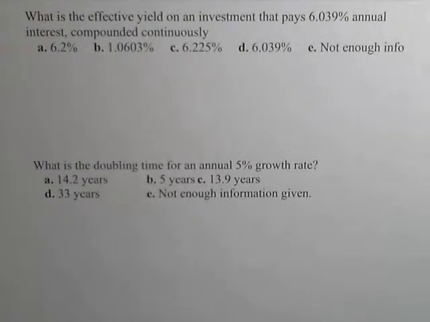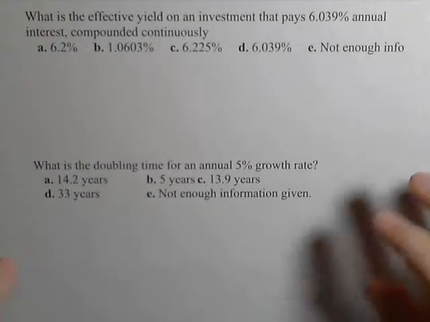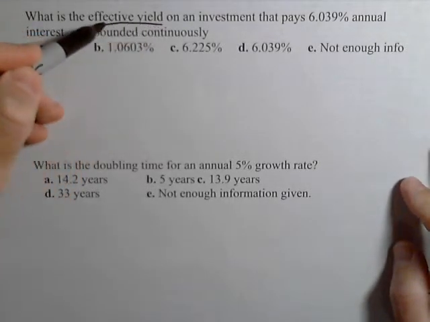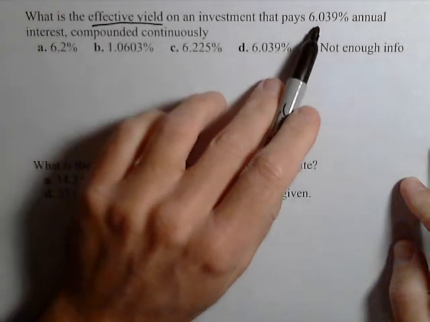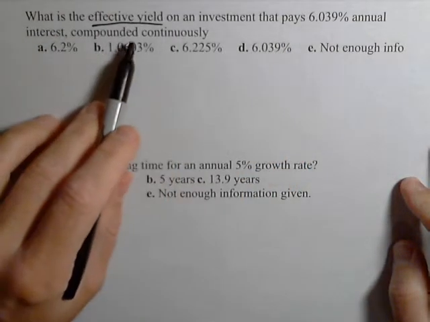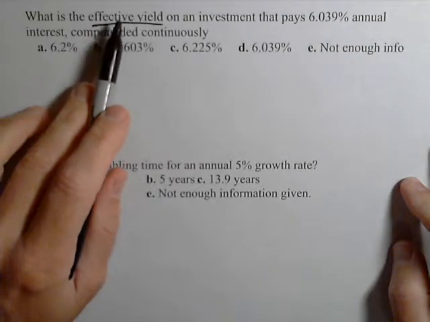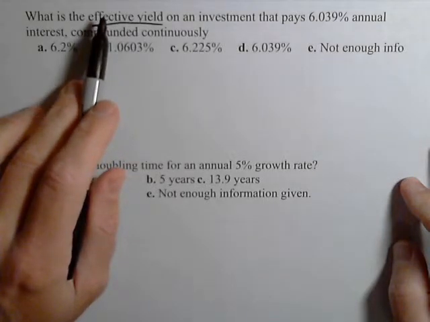So we got a couple problems here dealing with exponential growth, and let's talk about how we can set those up and solve them. So first off, what is the effective yield on an investment paying 6.039% compounded continuously? The effective yield is what the rate would be if it were an annual rate.